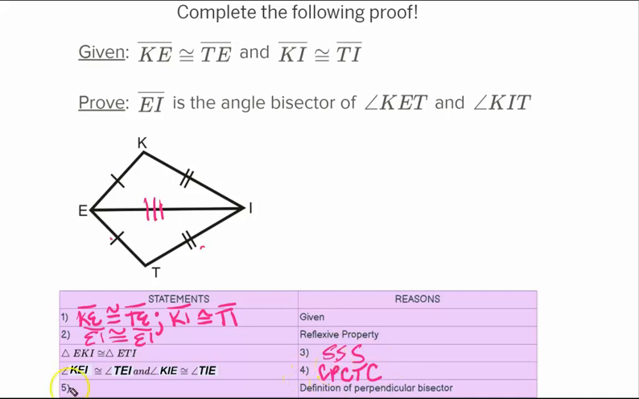And then the very last statement is always going to be whatever you're trying to prove. So we're trying to prove that segment EI is the angle bisector of angle KET and KIT. And that is it. That is all you have to do to finish practice problem number, well, whichever the last practice problem is.